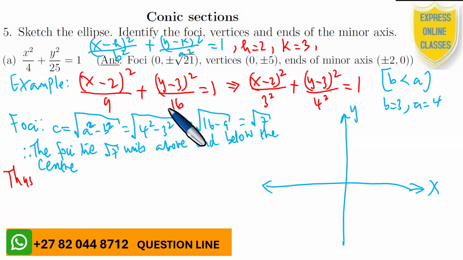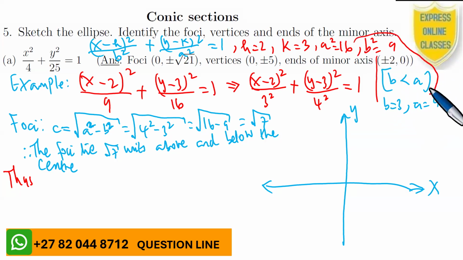The biggest one is A, which means A squared is 16. And the smallest one is B, the smallest between 16 and 9, which means that B squared equals 9. If you take the square root of 9, it is 3, so B is 3. And A is 4, because the square root of 16 is 4. We're just discussing the ellipse. It's very easy to discuss the ellipse.